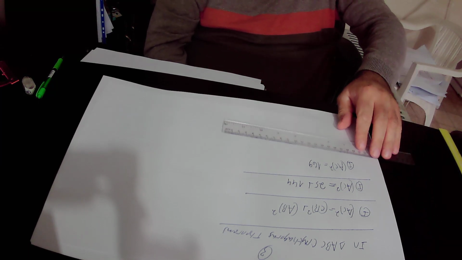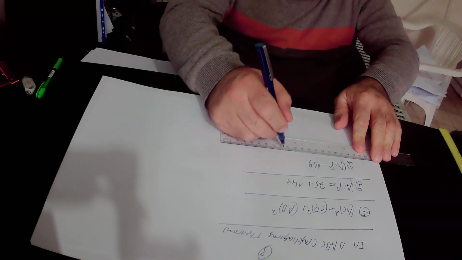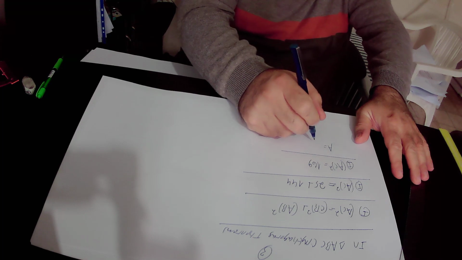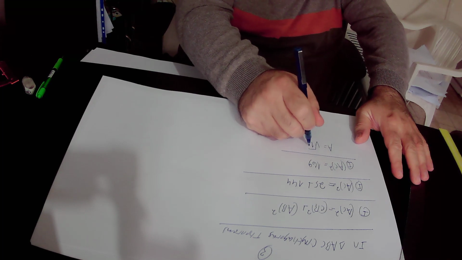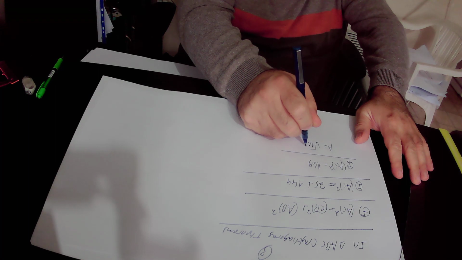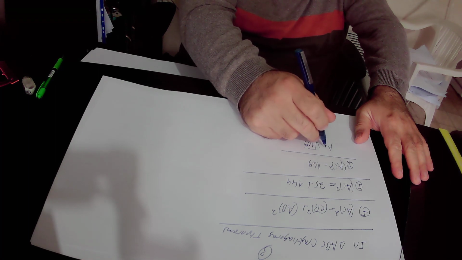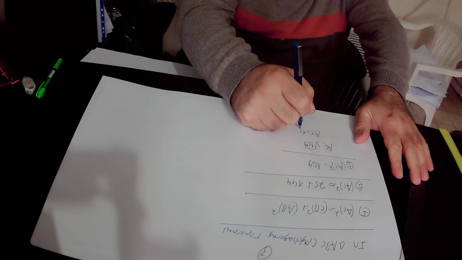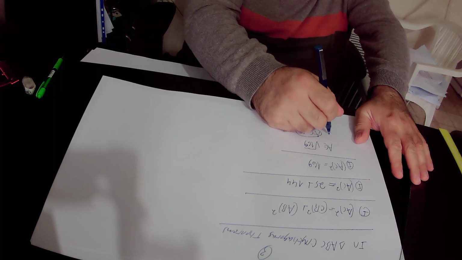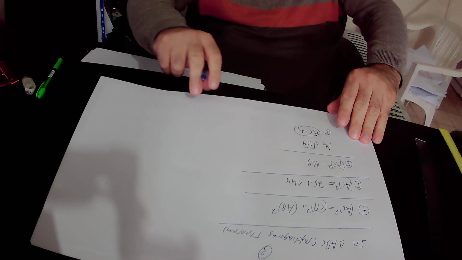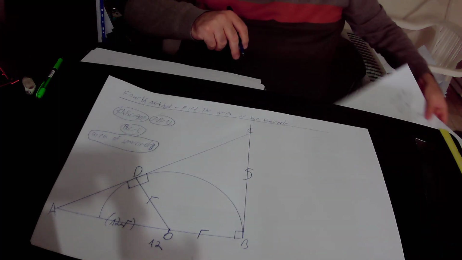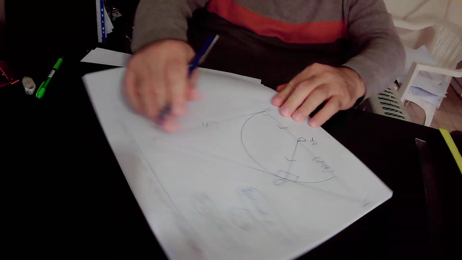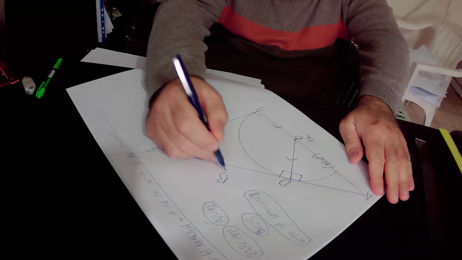We take a root of this equation number 1, and we'll get that AC equals the square root of 169, that is actually 13. AC equals 13. So we can write here that AC, the hypotenuse of triangle ABC, equals 13 units.